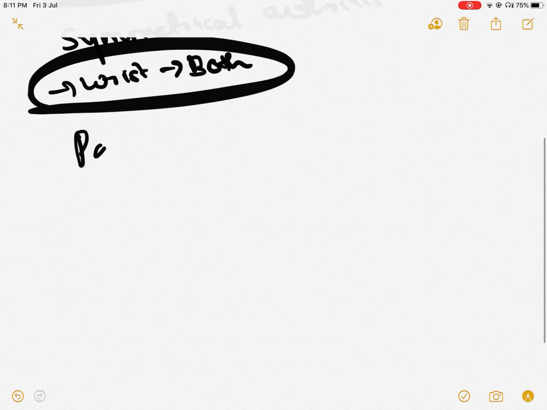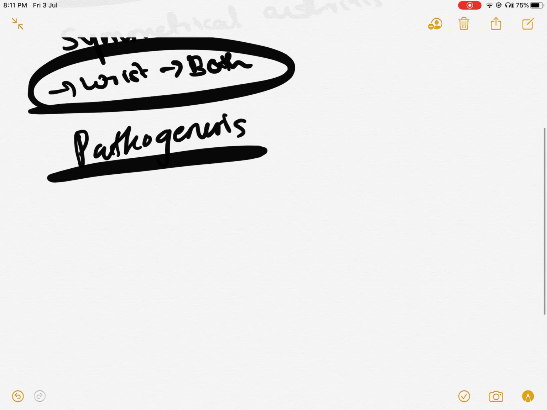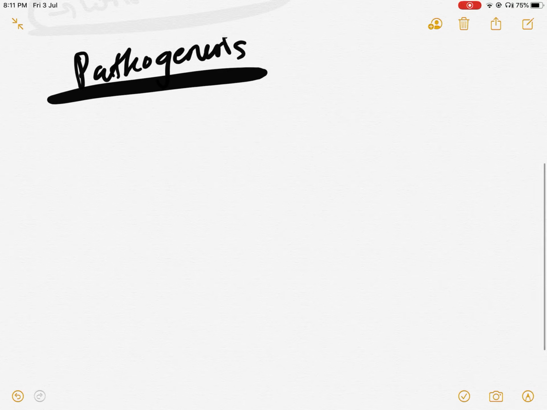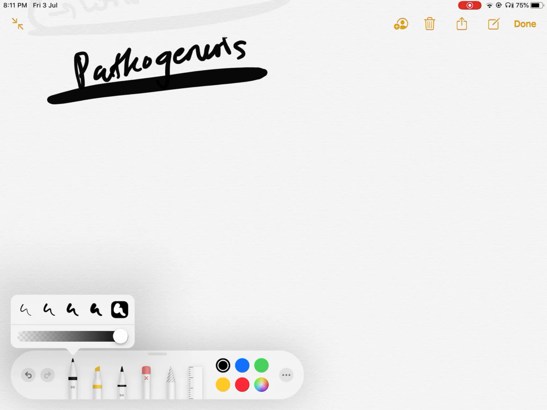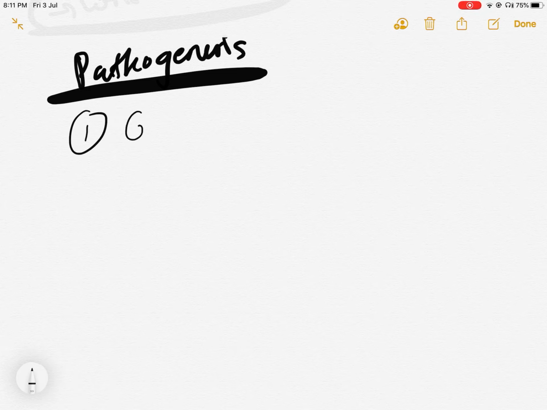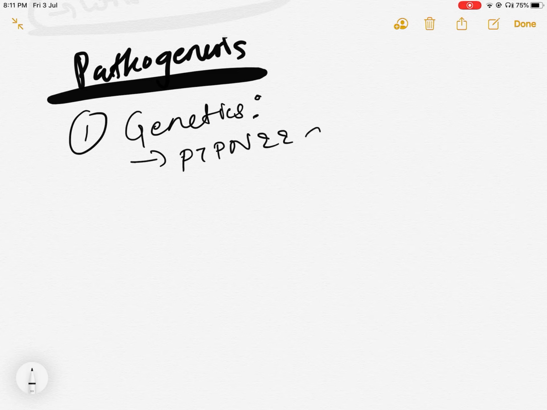Now coming to pathogenesis of rheumatoid arthritis. Like I said in my last video, as with any autoimmune disease, the pathogenesis can be written mainly with four points. First point being genetics. Genetics for rheumatoid arthritis is widely studied. As I said in my previous video also, the PTPN22 gene is the most commonly mutated gene in autoimmune disorders, and it's also mutated in rheumatoid arthritis.